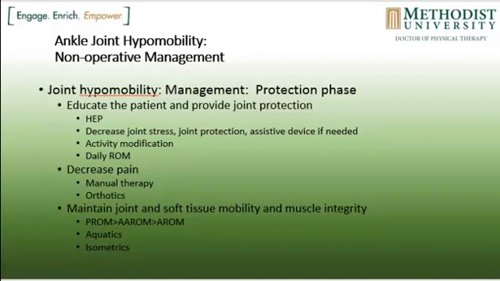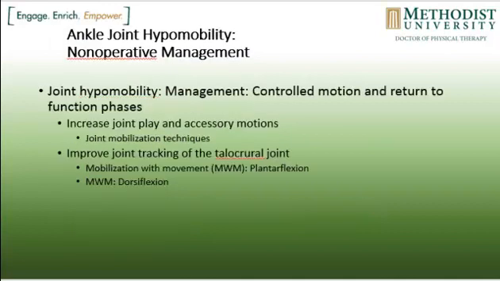This would be a good patient to work exercises in an aquatic setting to decrease the amount of weight bearing on the extremity, but still be able to do closed chain exercises. Right, as this patient progresses into the next phase, the controlled motion and return to function phases, you want to continue to increase joint play and accessory motion with more joint mobilization techniques. You may be able to progress to grade 3 and 4 joint mobilization and increase stretching of that joint.